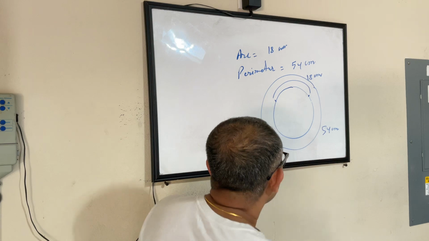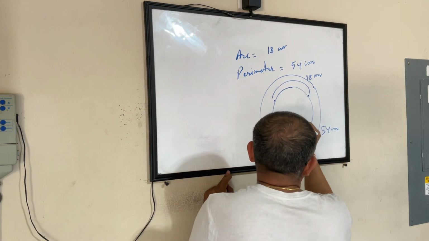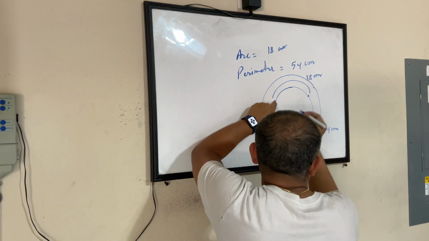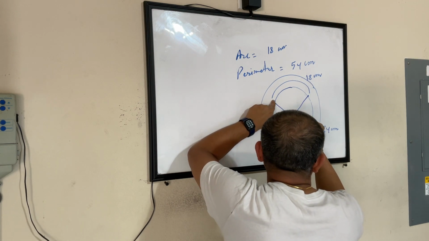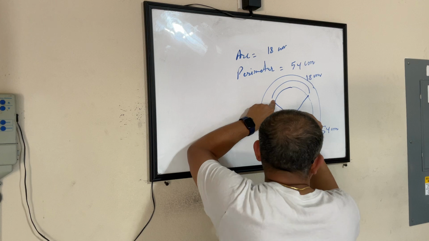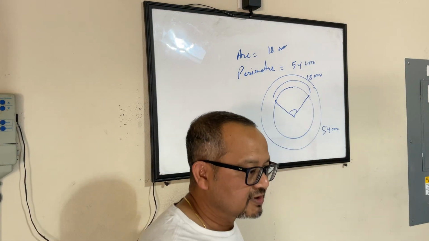The question here is how much angle it makes on the center. See, any arc would have two endpoints. What I'm asking you guys to figure out and tell me is how much angle this arc makes on the center of the circle. This is what I'm trying to figure out.